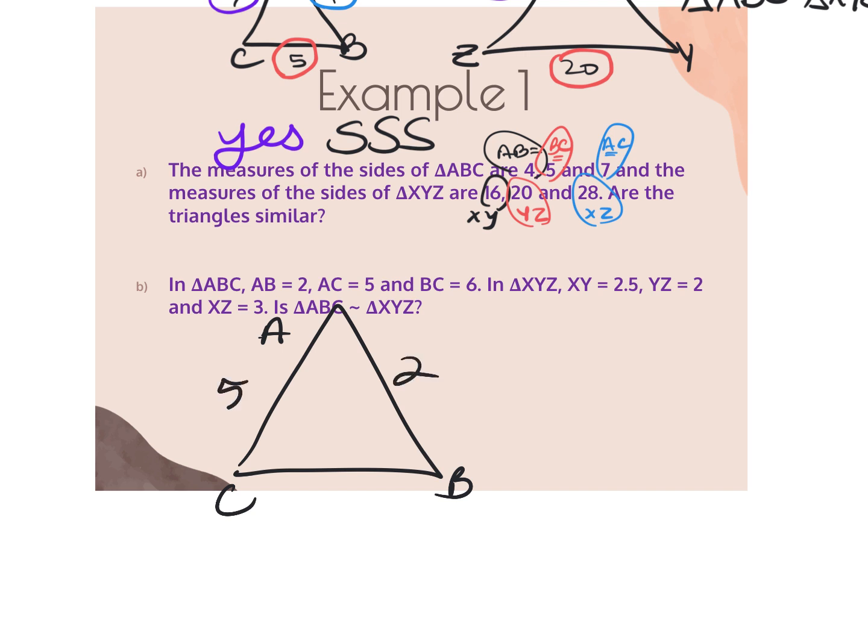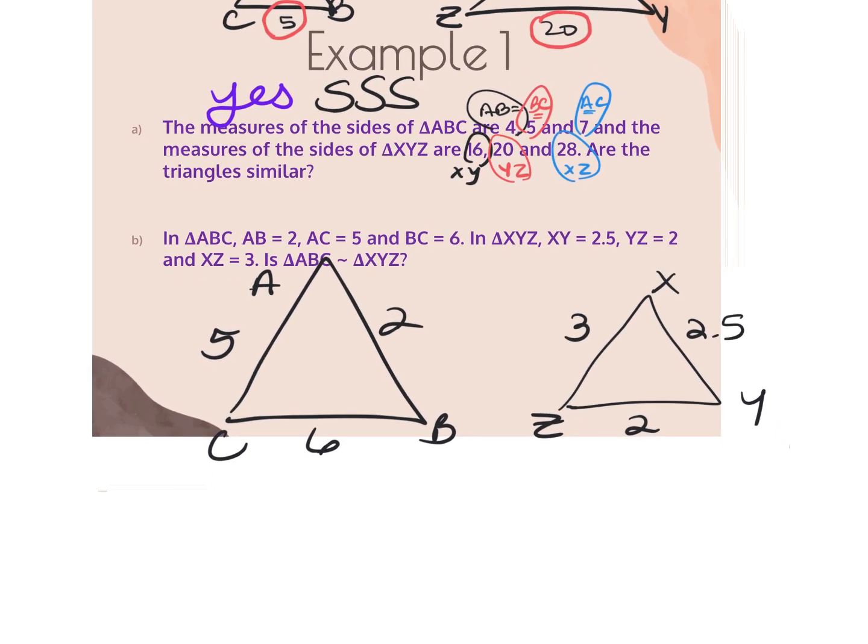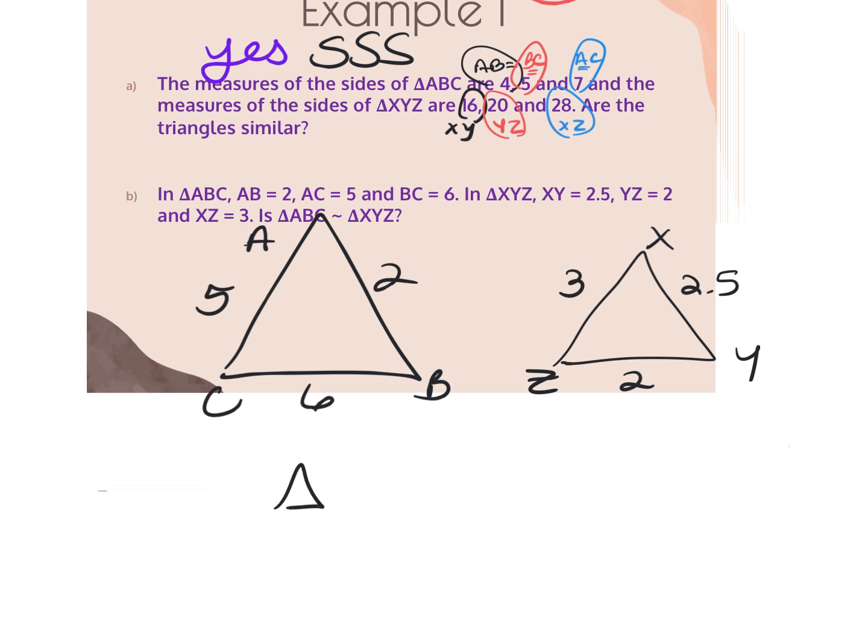Now, obviously, this is not drawn to scale. I'm just trying to give myself a visual to see what matches where. And then here I can put XYZ. And XY is 2.5, YZ is 2, and XZ is 3. Now, they're actually giving me a similarity statement to confirm. And it was ABC is similar to XYZ.